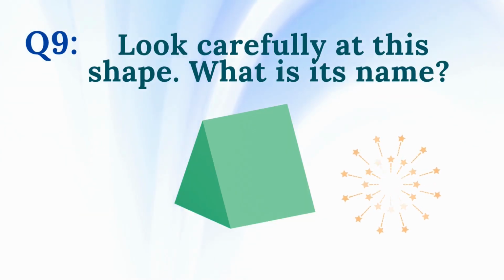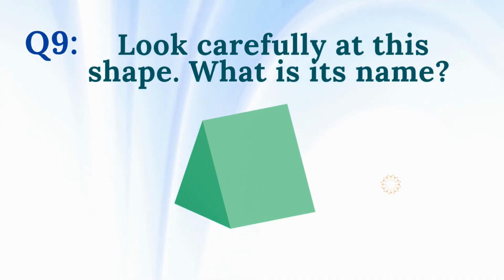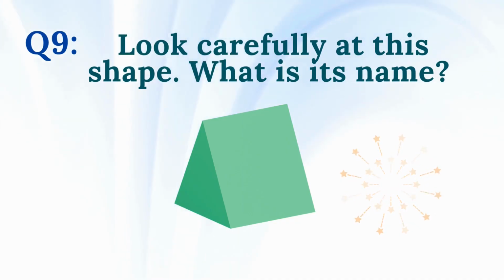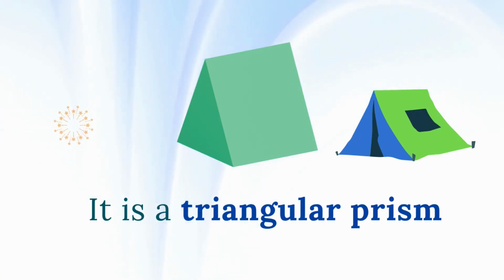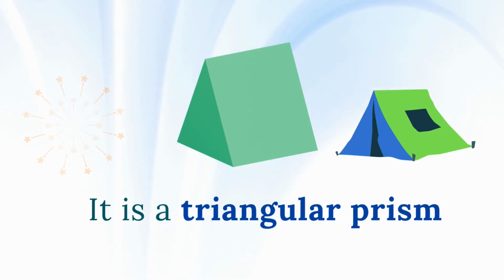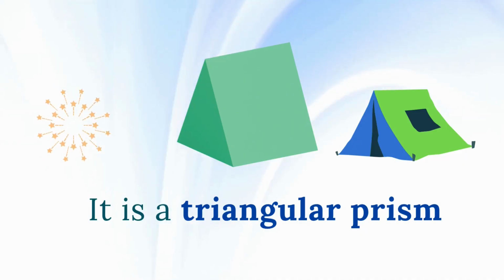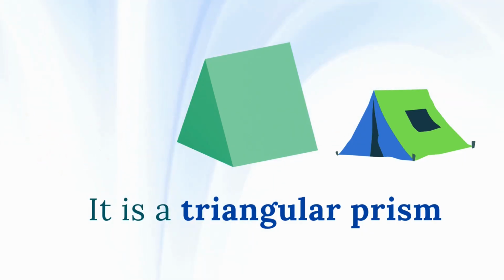Look carefully at this shape. What is its name? It is a triangular prism. Wonderful! A triangular prism has 2 triangular faces and 3 rectangular faces, like a tent.